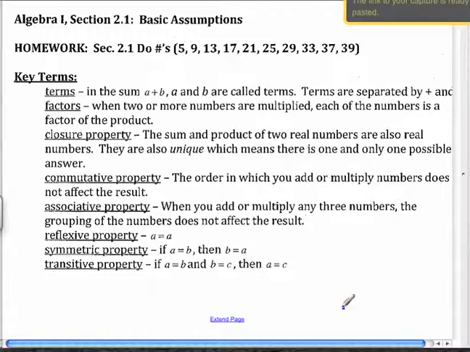And you know what? A lot of the stuff we have to do today is called basic assumptions, properties that we use all of the time. We're going to go over some of those properties, and then we're going to look at combining integers and like terms and things like that. Stuff that you know how to do from last year, but just refreshing that stuff in our mind. So we're getting there. Let's look at these terms, and the first term is terms.